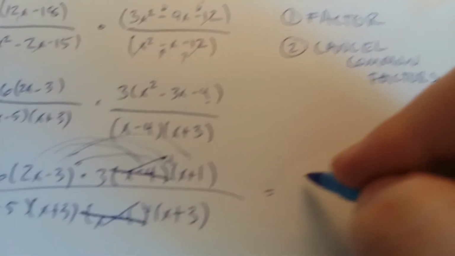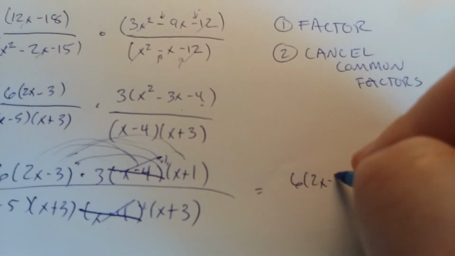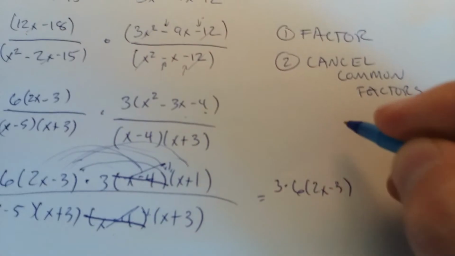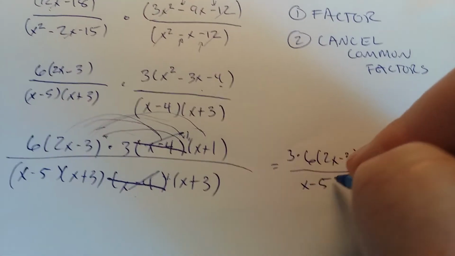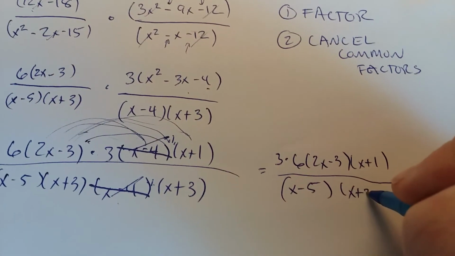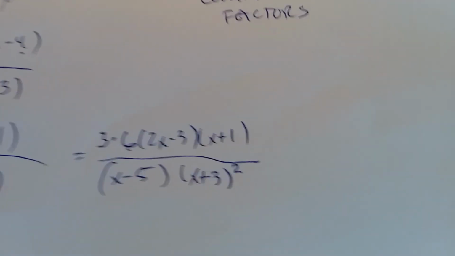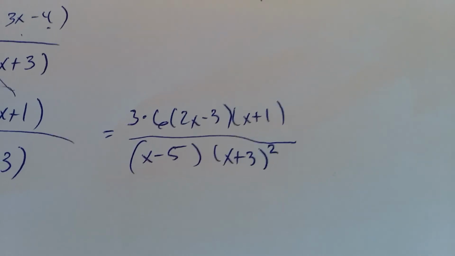So my final answer is actually gigantic. 6 times 2x minus 3. I can move this 3 out here because I like to have my numbers together. Over x minus 5 and x plus 3. And I don't want to write both of them, so I'm just going to write x plus 3 squared. That means there are 2 of them.